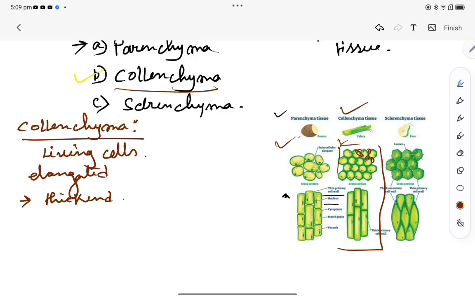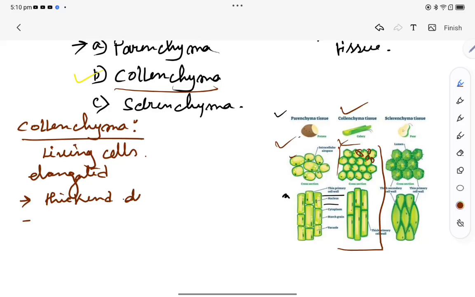Here the cell wall, in case of parenchyma, you see the cell walls are thin, right? Here the cell walls are very much thick, and intercellular spaces are also less to almost not present at all, right? So they are living cells. They have unevenly thickened corners due to cellulose and pectin.